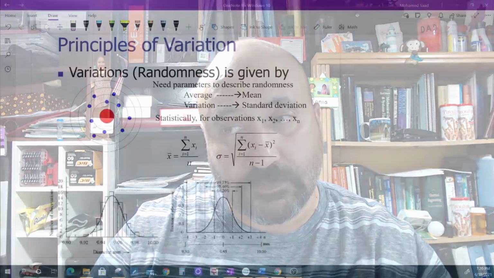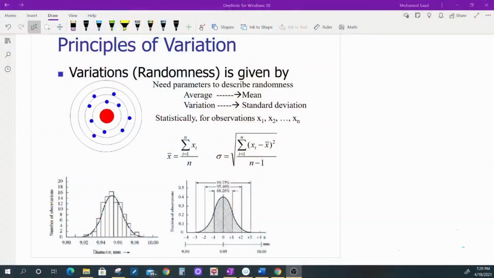Continue talking about the quality control. Let's go straight to slides. So there is an important principle called the principle of variation, that any process will generate dimensions that are basically randomly distributed.